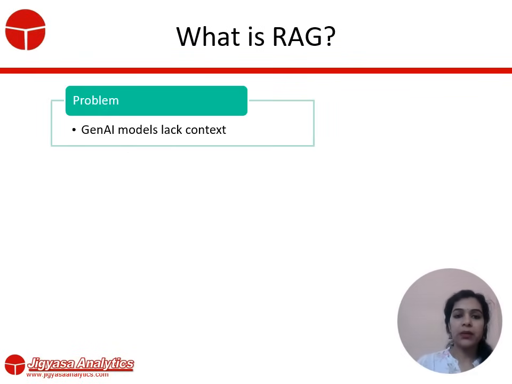The problem with generative AI models is that they often lack sufficient context when generating responses, leading to inaccuracies or hallucination.